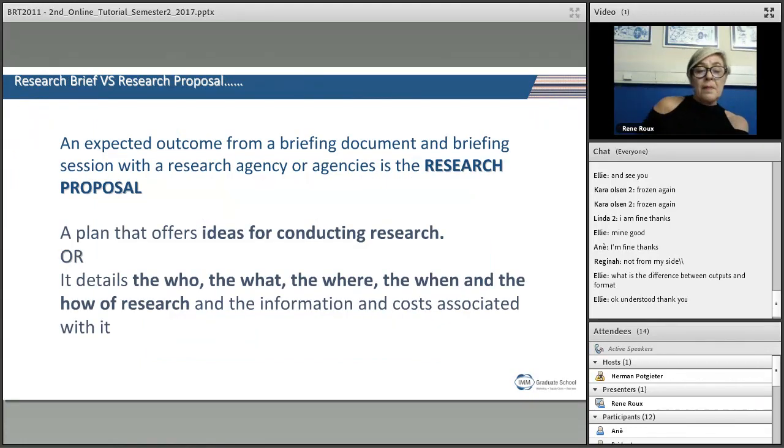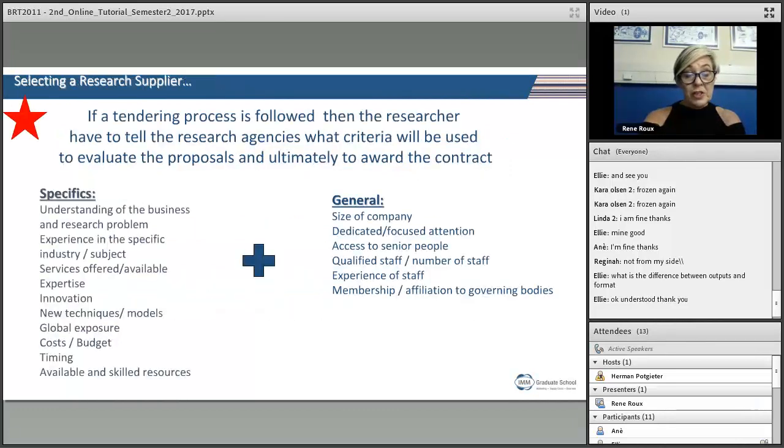So yes, the research proposal is really a plan that the research company puts together with ideas of how the research should be conducted. And in that plan, there are details about who will do it, what they will do, where they will do it, when, and how, and all the other information and costs that are associated with that research project.